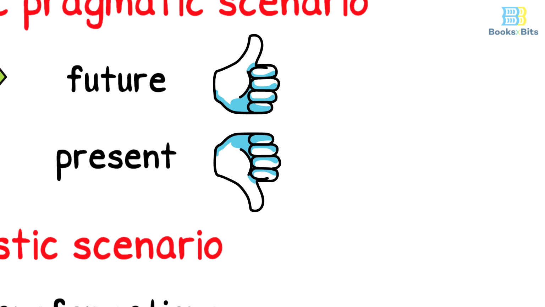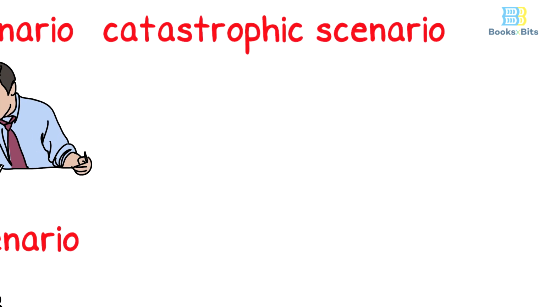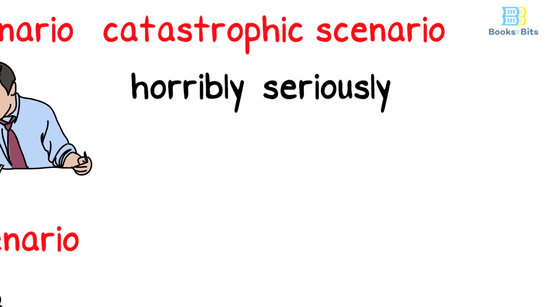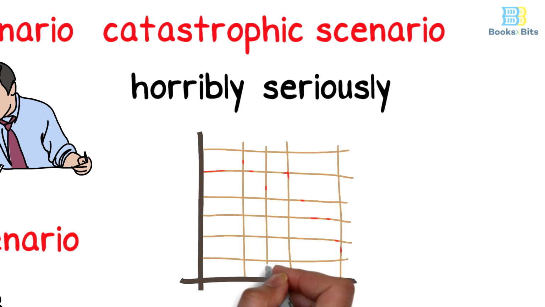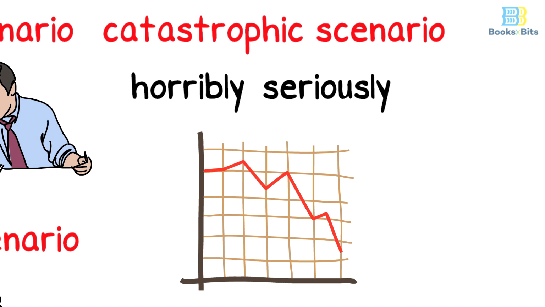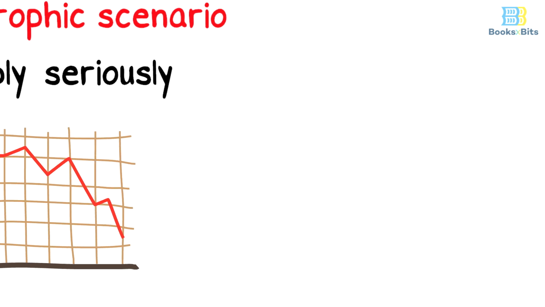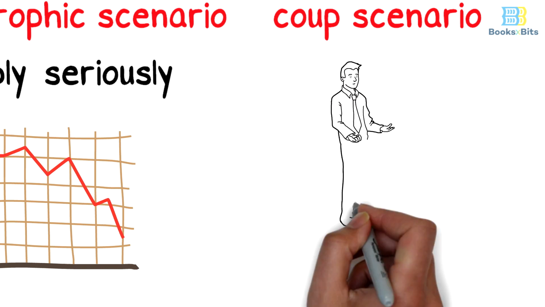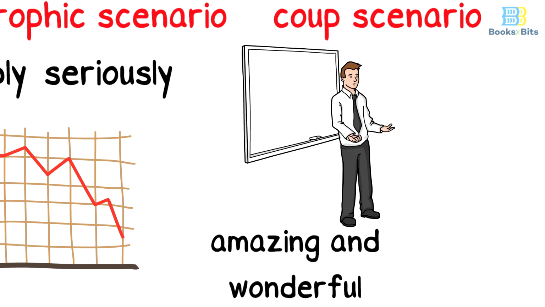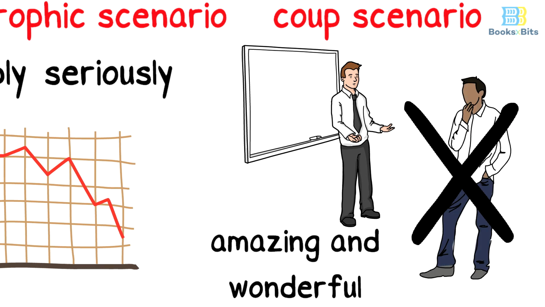As for the fourth type, it's the catastrophic scenario, which focuses on the fact that things will go horribly and seriously, which threatens the survival of the state or company. And the last type of scenarios is the coup scenario, which presents something amazing and wonderful that wasn't taken into consideration at all, and no one even dared to predict it.